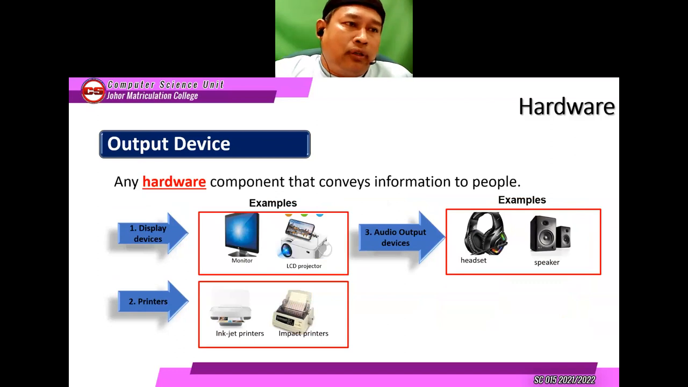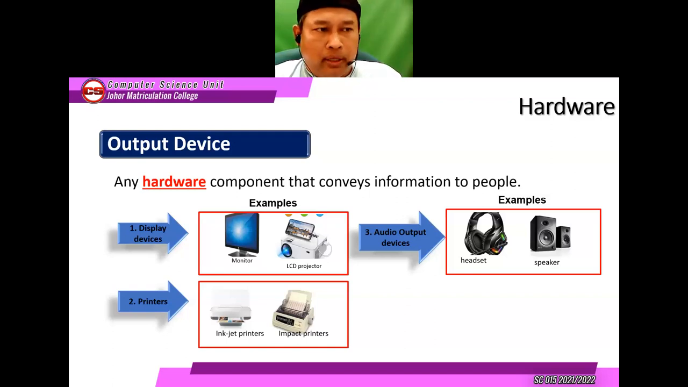Okay, next. For hardware, number three is output device. What is an output device? An output device is a component that can convey information to people. So any hardware that can give information to people or humans is called an output device. Example, display device. Display device: monitor, LCD projector, or when we go to an R&R rest stop, we will see billboards or signboards in Kuala Lumpur, Johor Bahru, on top of or beside buildings. That is called a billboard. That is a display device. Any display that we can see and read and that benefits us with information is called a display device for hardware output.